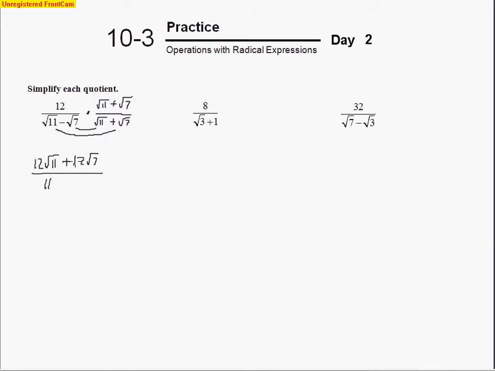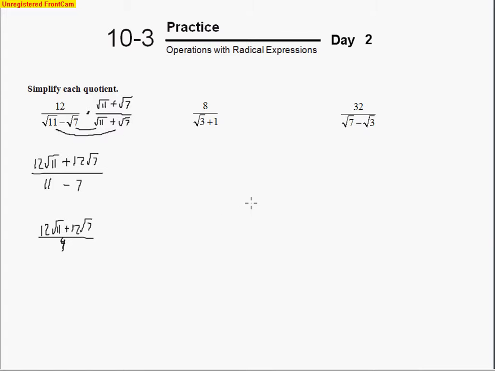And so all I'm left with then is the square root of 7 times the square root of 7, which is 49, which just makes 7. So it's going to be a minus because we've got one negative in this problem. And then all I have to do is subtract these two numbers. So I end up getting 12 square roots of 11 plus 12 square roots of 7 all over 3. Actually 4 in this case. So let's take a look at the next problem.